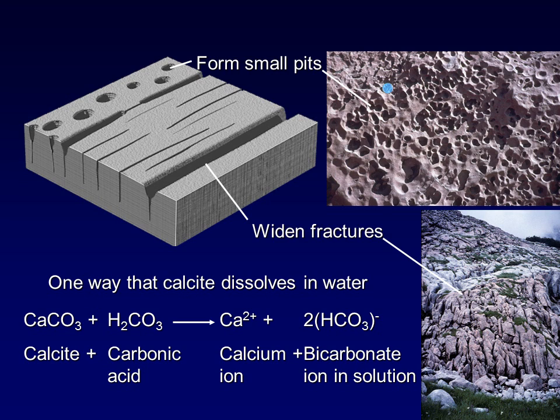So this is one way that calcite dissolves in water. We start out with calcite, this CaCO3, right, calcium carbonate, plus carbonic acid, right? This is a weak acid that's in water. So we add a weak acid to our calcite, which is what limestone is made up of, and the result is calcium ion. So we freed up that calcium from the calcium carbonate. What gets left behind is a bicarbonate ion in solution.